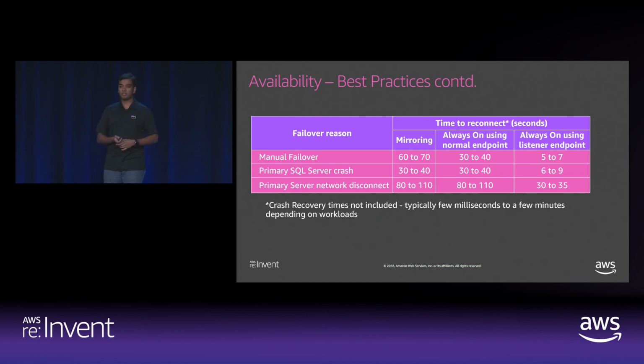The worst case is when the primary completely becomes unresponsive. At that point, we have to wait for a certain amount of time before doing a failover. If not, we'll see a lot of false positives, and that with Always On comes to 30 to 35 seconds. Now remember, this doesn't include the crash recovery times, so just factor that in when planning your outages.